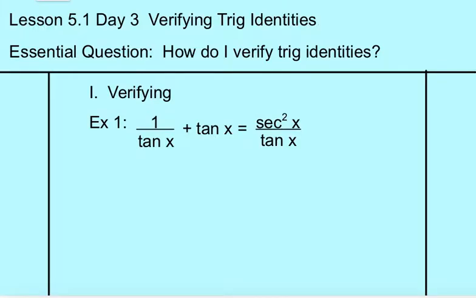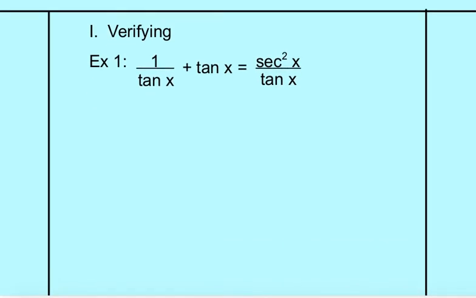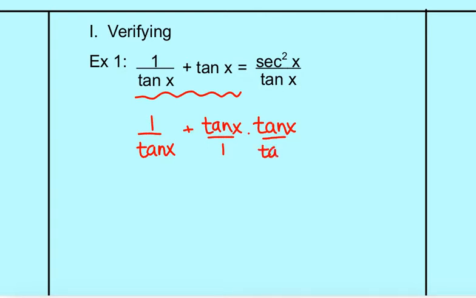So what we're going to do this time is verify this first example: 1 over the tangent of x plus the tangent of x equals secant squared of x over the tangent of x. All right, I'm going to start with this left-hand side. And notice I have a 1 over the tangent of x. I'm going to try to get like denominators. So right now in the second term, I have the tangent of x over 1. If I want to get these to be alike, I find the greatest common denominator, or the least common denominator, and so I'm going to multiply it by the tangent of x over the tangent of x. And I'm leaving the right-hand side of the equation alone.